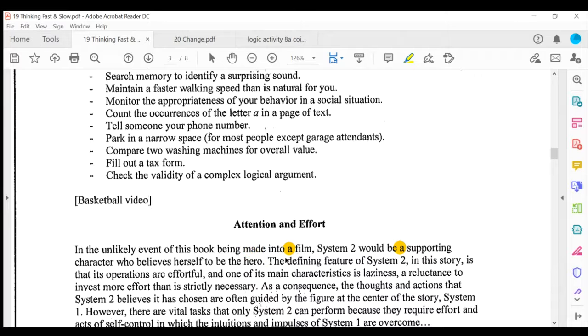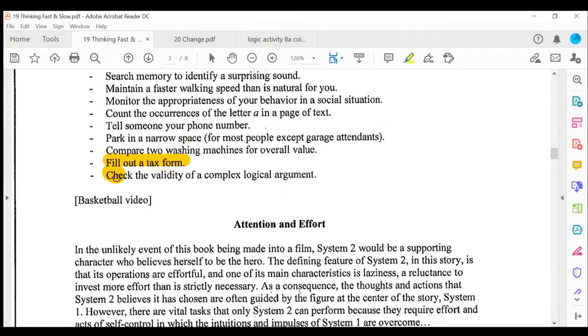Telling someone your phone number, that might require some mental effort. Parking in a narrow space. That's provided that you're not one of those super awesome garage attendants who's constantly parking cars in narrow spaces and does it so much that it becomes second nature, that it's just automatic and intuitive to you. For most of us who don't often have to park in narrow spaces, it requires mental effort. I know whenever I parallel park, I literally stick my tongue out like I'm Michael Jordan, like I'm trying extra hard to parallel park.